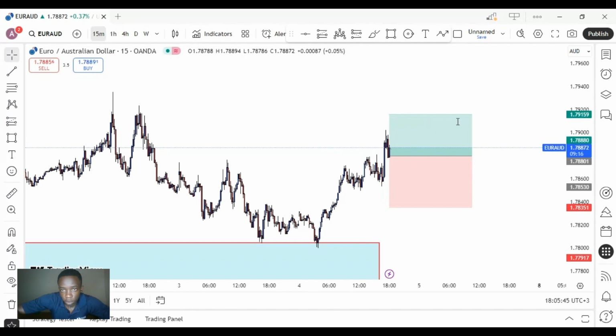My stop loss will be 1.78351. My take profit will be 1.79159, targeting 35 pips over there. So I'll buy this right now.